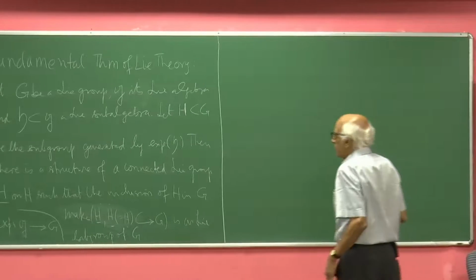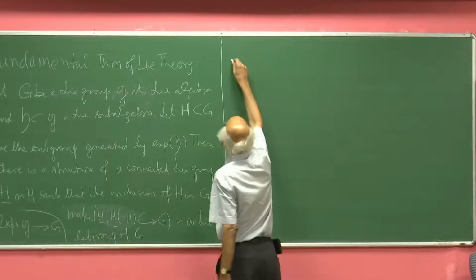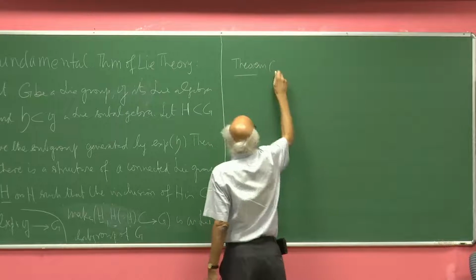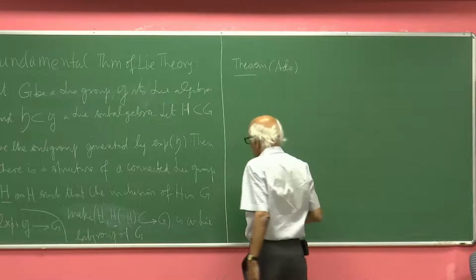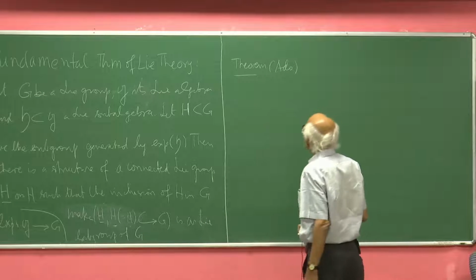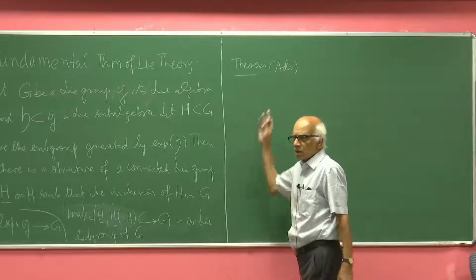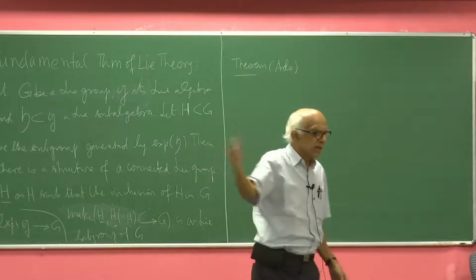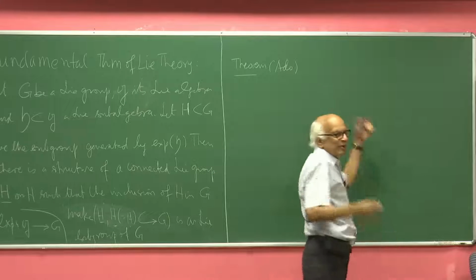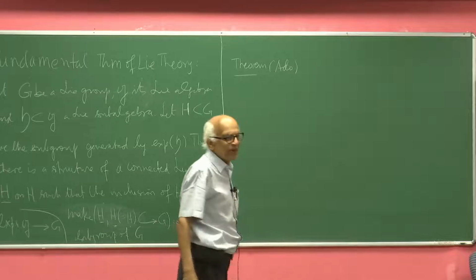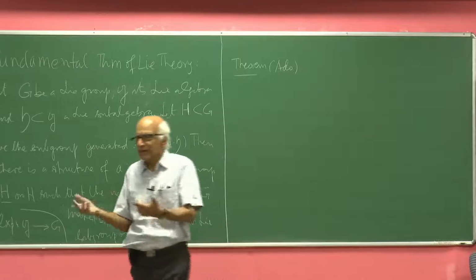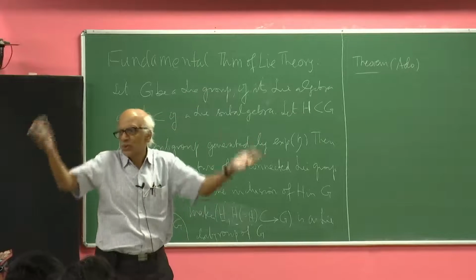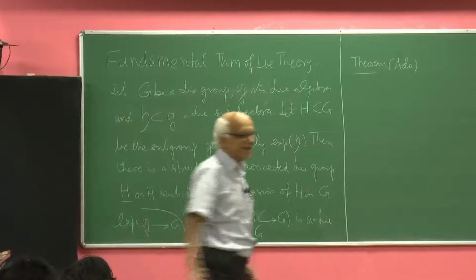And supplementing this is the following theorem. It's a purely Lie algebra theorem, which I will mention. It's known as Ado's theorem. I used to think Ado was Japanese. He's not. He was actually a Russian. The name somehow made me think he was Japanese, and I always thought it was so. Turns out he's actually Russian. At least he belonged to the Soviet Union in the old days.